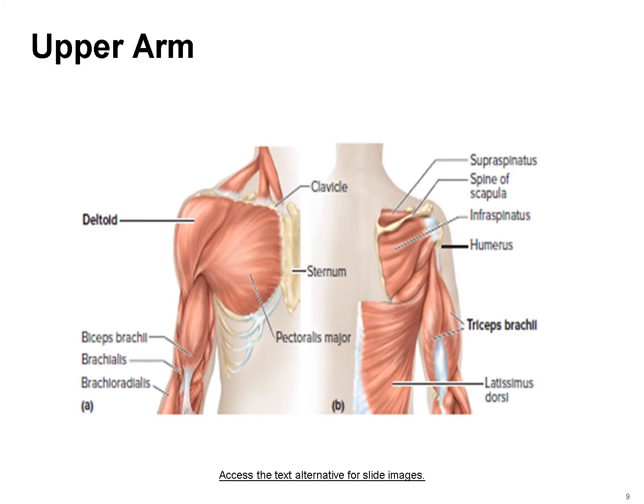What is the shoulder muscle? The muscle here is the deltoid, which is responsible for lifting the arm and providing shoulder stability. What is the chest muscle? That's the pectoralis major, which assists in arm flexion, adduction, and inward rotation.